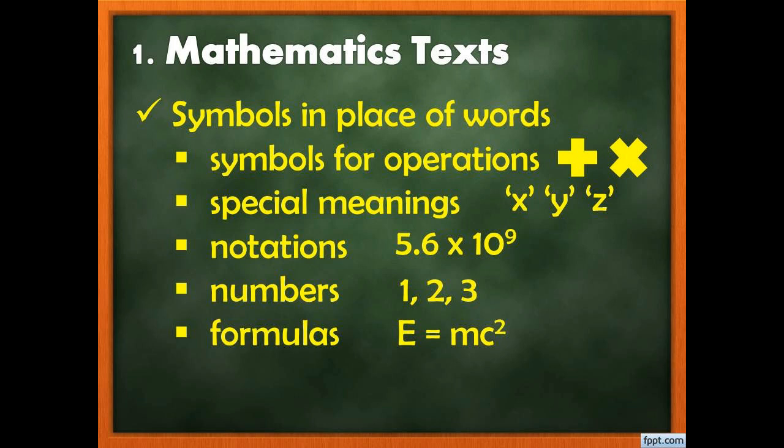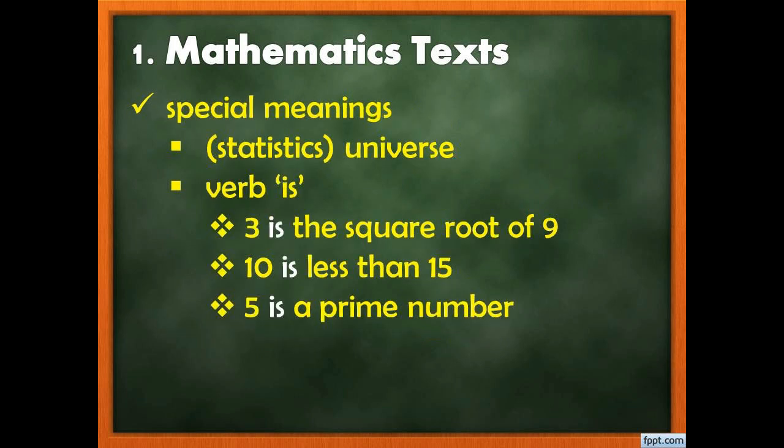Typical also of math texts are notations like 5.6 times 10 raised to the power of 9, numbers like 1, 2, 3, and formulas like E is equal to mc squared. Moreover, some disciplines in math have assigned special meanings to their symbols and expressions. For example, in statistics, the word universe does not mean outer space, but it's the total count of the subjects under study. Another is the linking verb is, which has different meanings based on how it is used.